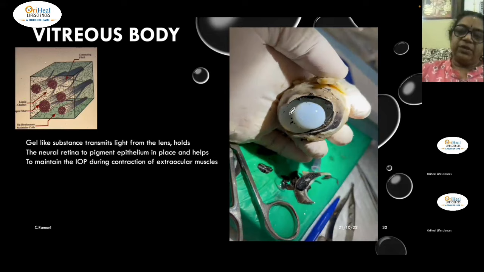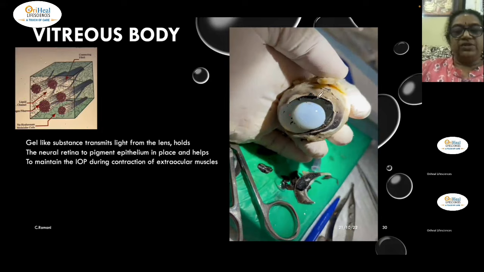And on the vitreous also, you have a membrane called the anterior hyaloid membrane. Between the anterior hyaloid membrane and the posterior capsule, there is a small space called the Berger space. So all these things are very important when you do surgeries on the lens.